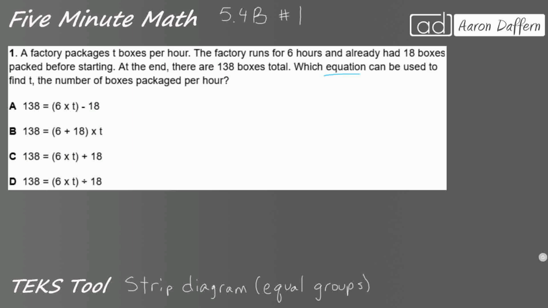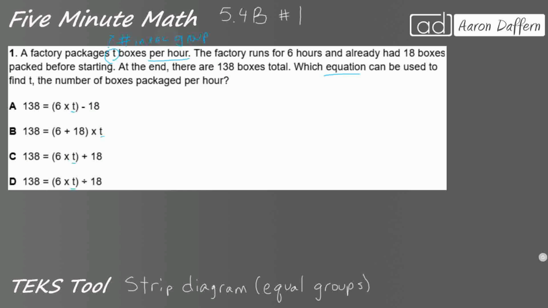All right, so a factory is packaging T boxes per hour. And so we don't know what this is. So that's going to be an unknown. And we notice that T is going to show up in each of our answer choices. So we're never really going to figure out what that is. Now, we have T boxes per hour. And when we're thinking of this per hour, that's kind of letting us know that we're dealing with equal groups because the hours are going to be the group. And so the number of boxes per hour is unknown. So our T is going to be the number in each group.